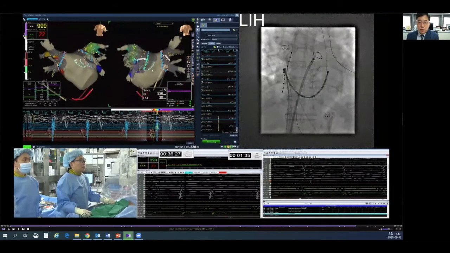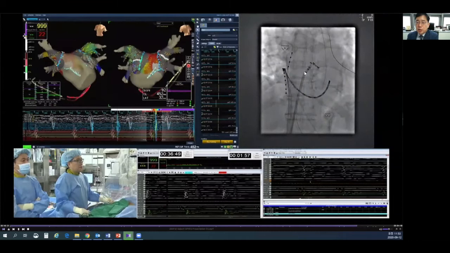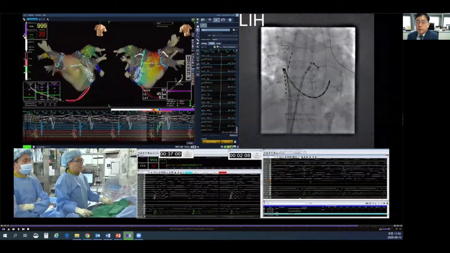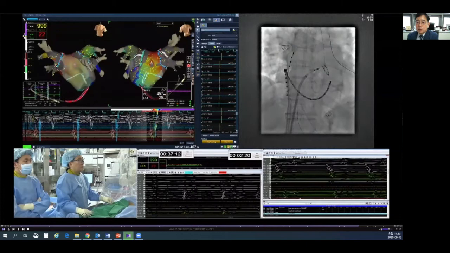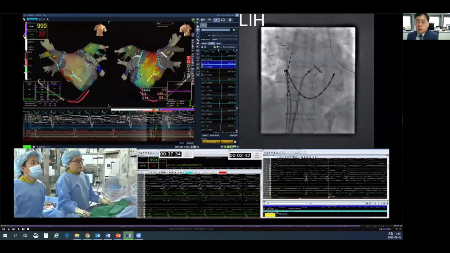So after PVI, I used just a single transseptal puncture, and I exchanged the ablation catheter with the ring catheter or HD grid catheter, and checked the pulmonary vein potential. If it is well isolated, I generate a voltage map. For redo ablation cases, I always try to compare the substrate at the time of redo ablation, and also for research purposes.